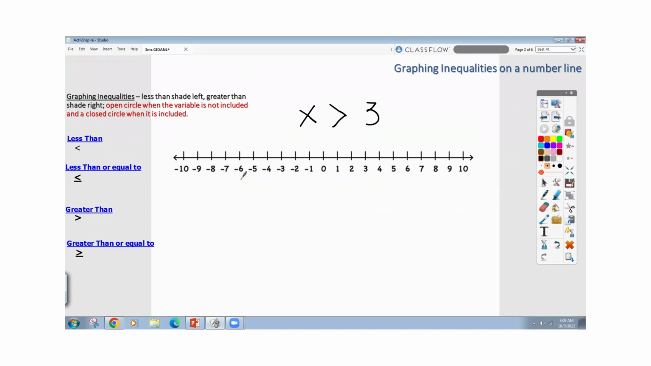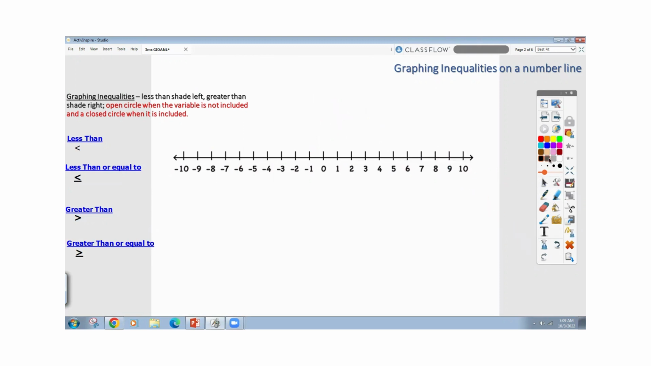And what that means for us is we go to the number 3 and we create an open circle. That means 3 is not included. And if I think about numbers that are larger than 3, I would say 4, 5, 6, anything in here as well, a decimal or a fraction, 3.1, 3 7/8, all of that would be included. So I would grab my highlighter and shade everything to the right. And that lets me know that this infinitely goes in this direction.